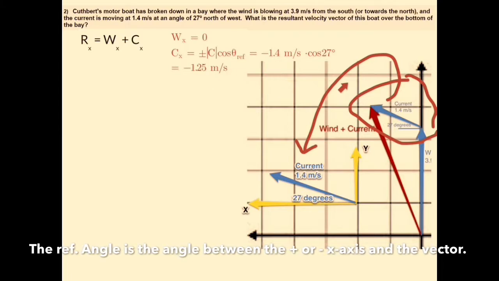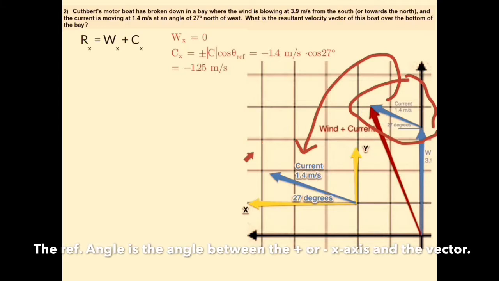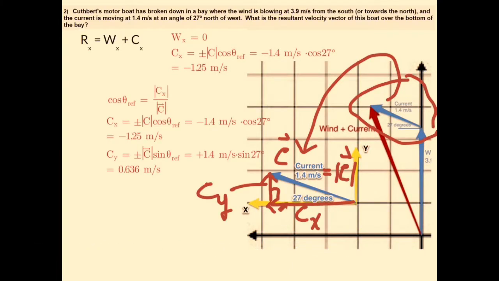We do that by drawing the tail of the current vector at the origin of a new coordinate system and observing that the reference angle is 27 degrees. We complete the reference right triangle by drawing the x component, c sub x, of the current vector and the y component. The hypotenuse has a magnitude, which is the magnitude of the current, and the hypotenuse is always positive. That's a positive 1.4 meters per second.